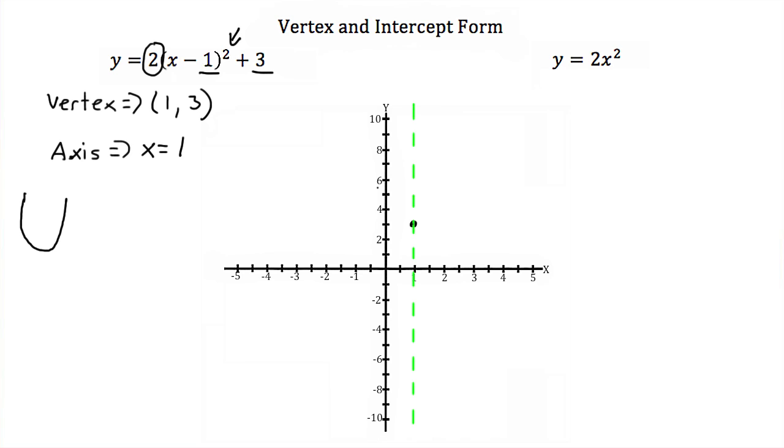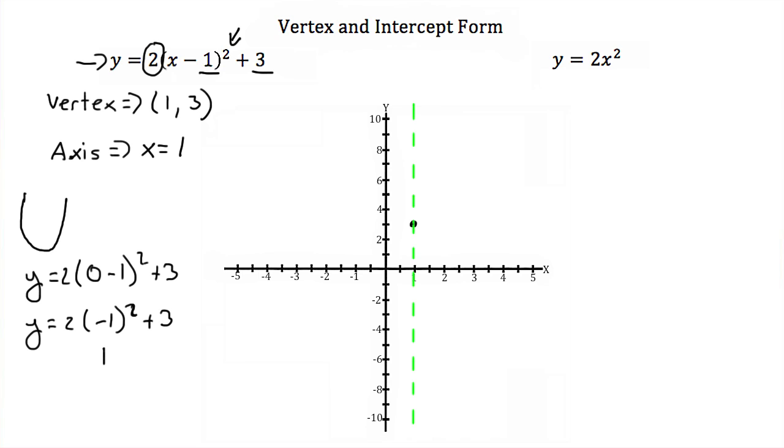Let's pick x is equal to 0, and we'll plug it into this equation and solve for y to get another point. So if we do that, we get y is equal to 2 times (0 minus 1) squared plus 3. Well, 0 minus 1 is just negative 1, so y is equal to 2 times (negative 1) squared plus 3. Negative 1 squared is just 1, so we have 2 times 1 and then plus 3. 2 times 1 is 2, and then plus 3 would be 5. So we have the point (0, 5). Well, if we plot (0, 5), that's right here.